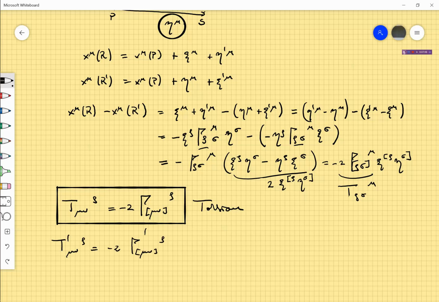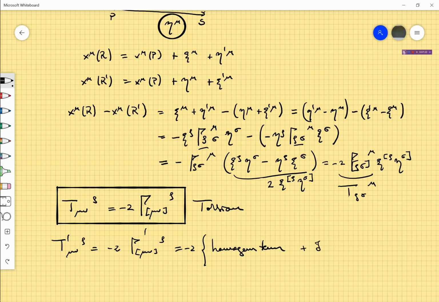Now, apart from the factor of minus 2, there is this famous homogeneous term, which is the term that corresponds to any tensor. Just Jacobian and inverse Jacobian matrices multiplying gamma. So that term would be fine with a tensor. The real question is what happens with the inhomogeneous term.